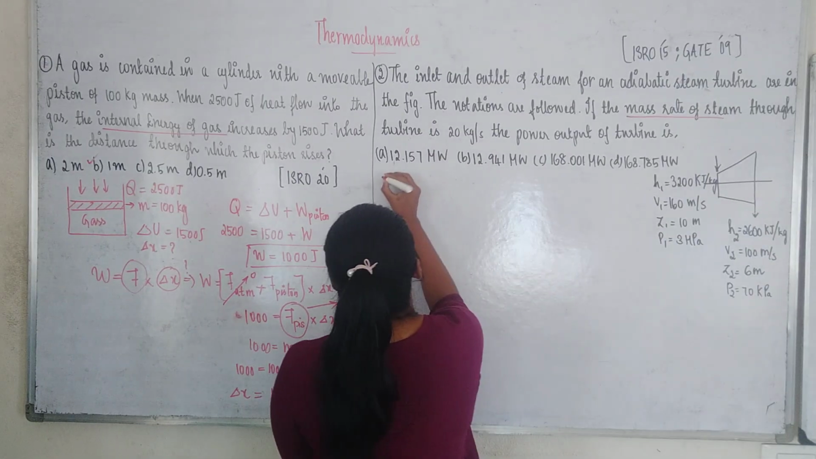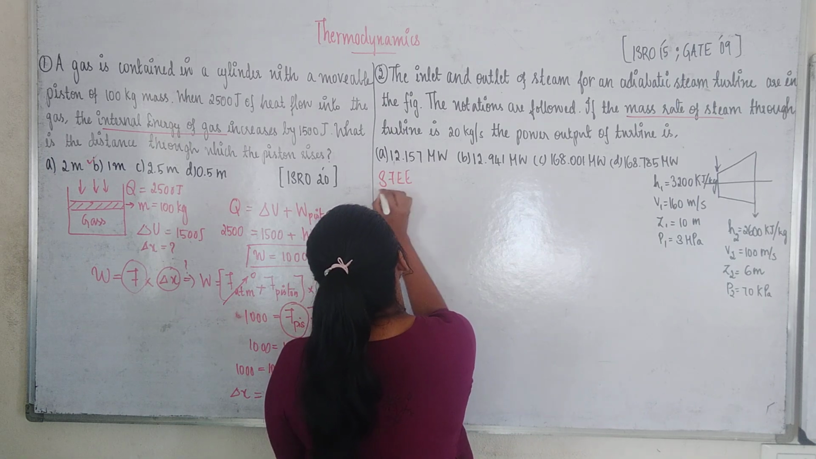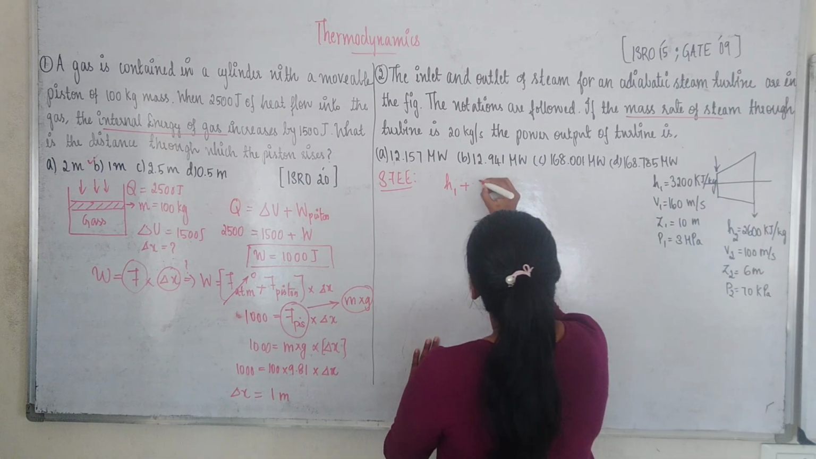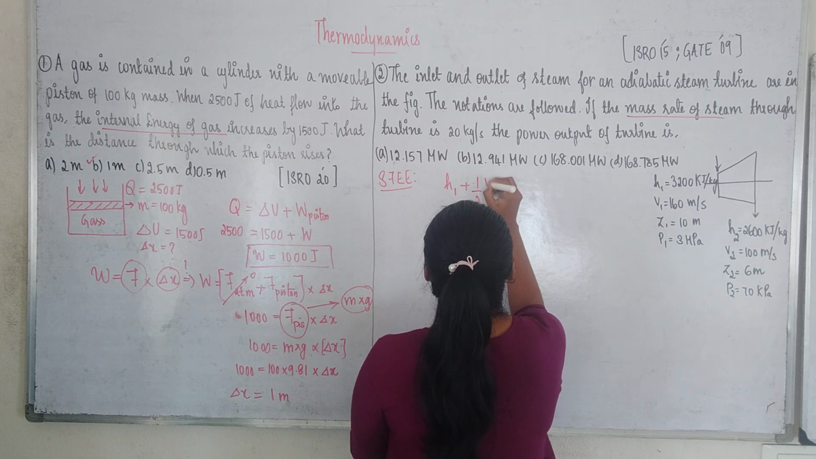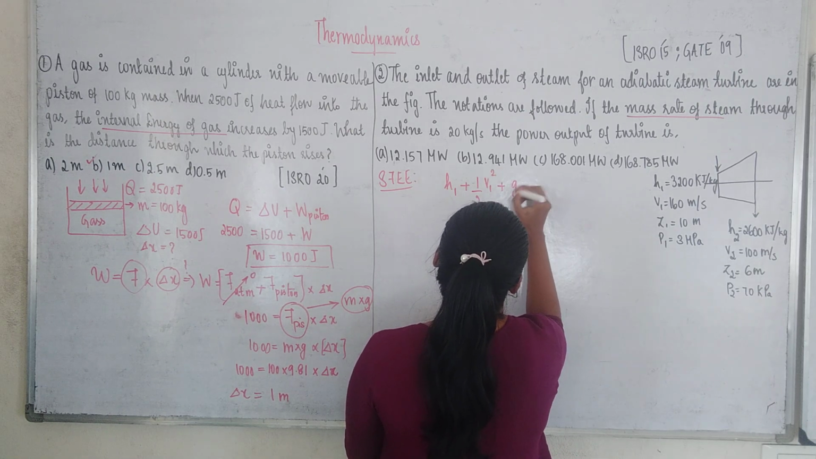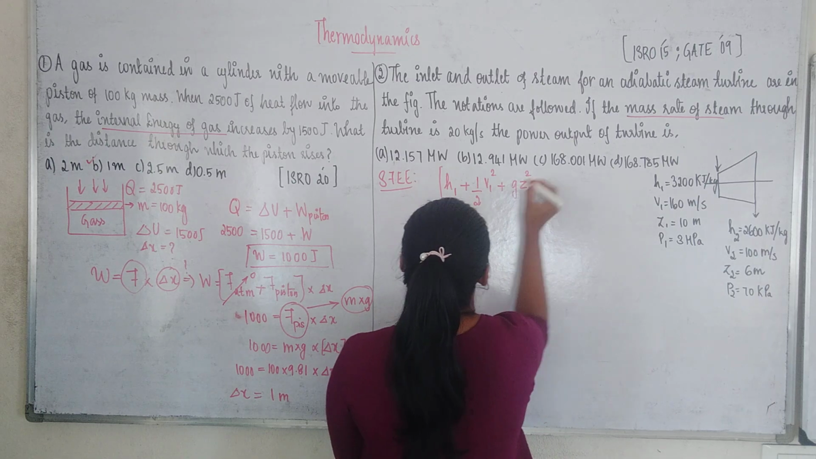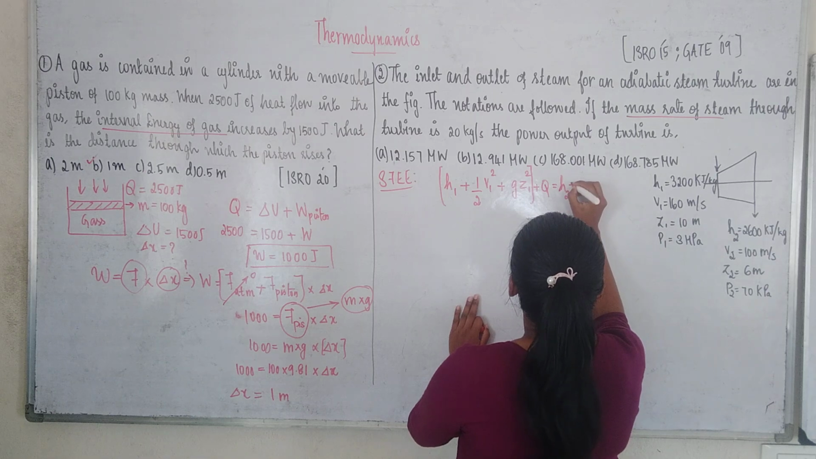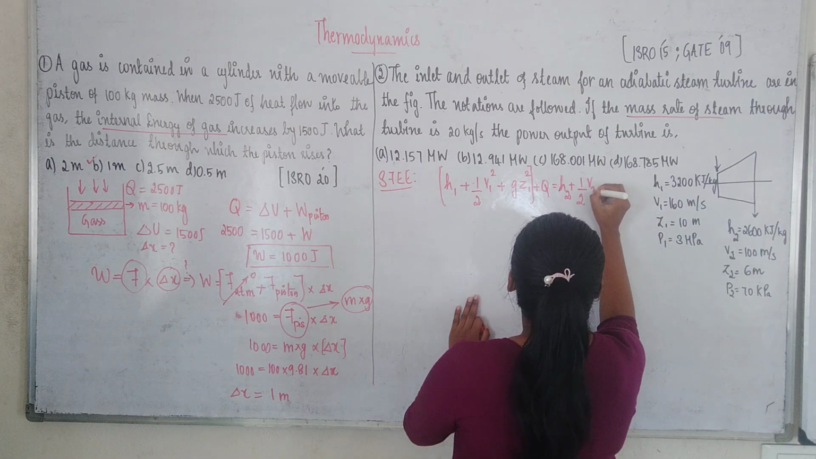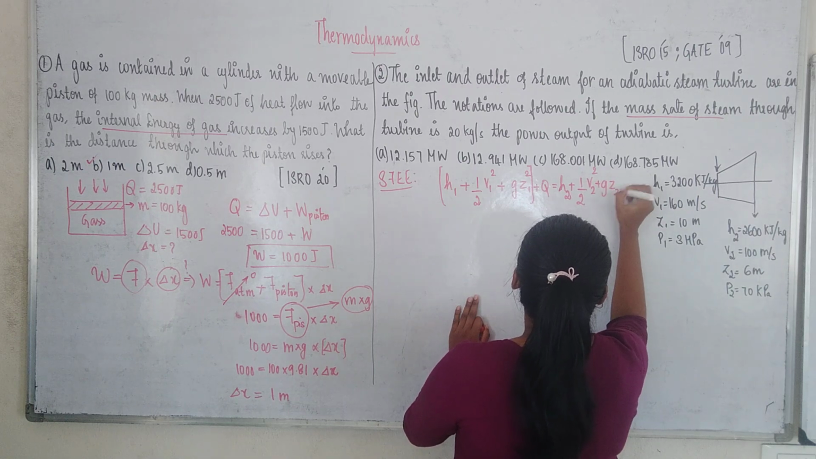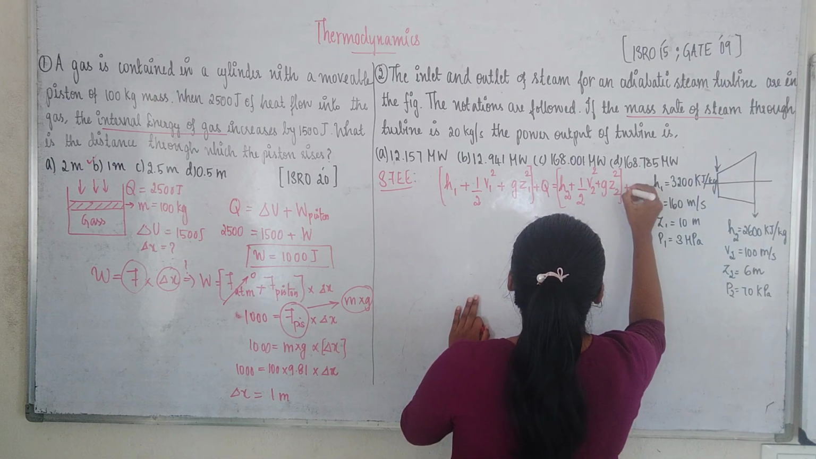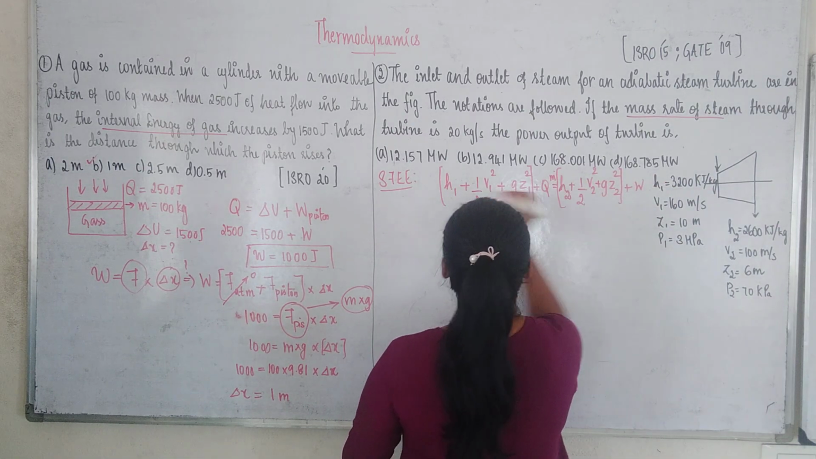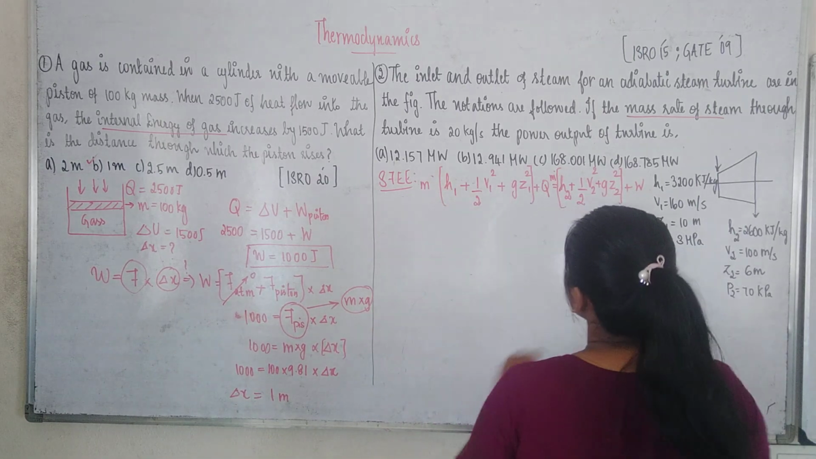So here we will apply steady flow energy equation. H1 plus 1 by 2 V1 square plus G Z1 plus Q is equal to H2 plus half V2 square plus G Z2 plus W. So we multiply mass flow rate in both the sides. So m dot and m dot.